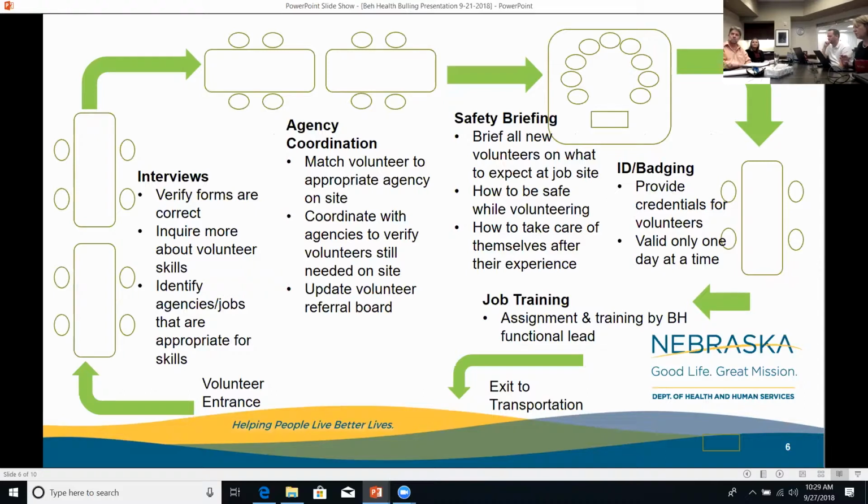This is the general layout of a volunteer processing center. Now, disaster behavioral health usually is identified during the interview and/or in that next phase with the agency matching. If there's a specific request for behavioral health volunteers, the person's license is checked and he or she is matched to that site. Now, depending on their assignment, they may also be required to attend the safety briefing, and all volunteers will receive an ID badge showing that they have the credentials to serve in their position.